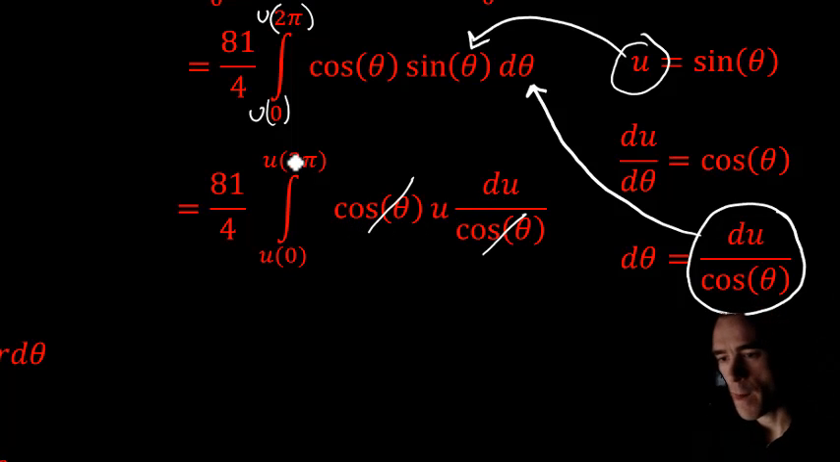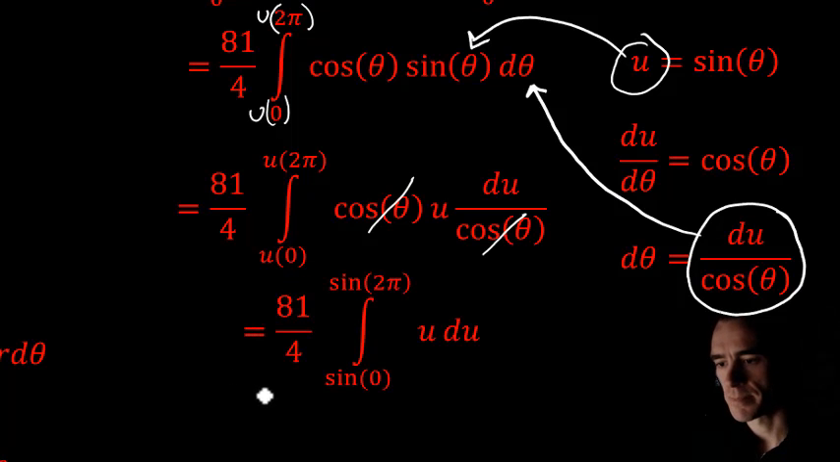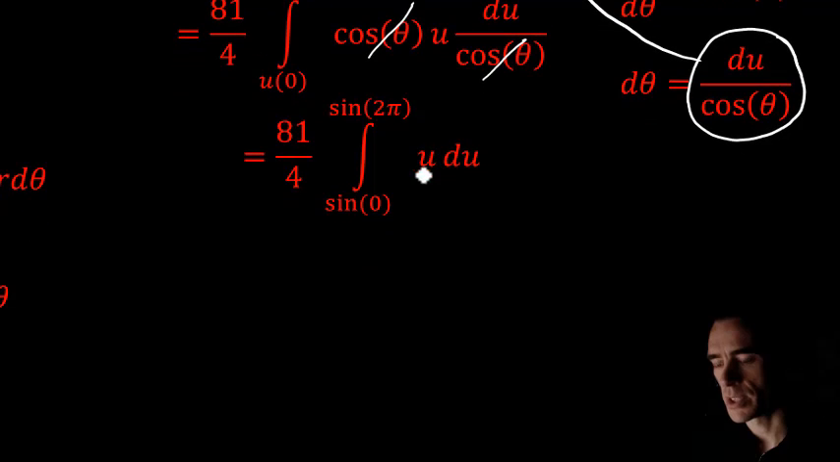And if we wanted to find our u of 2 pi, all we've got to do is apply this function up here. So u of 2 pi is just going to equal sine of 2 pi, and u of 0 is just sine of 0. So plugging those limits in, we get 81 over 4 constant times the integral from sine of 0 to sine of 2 pi of u du.